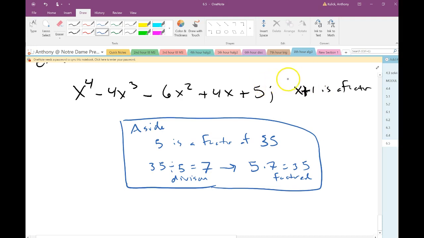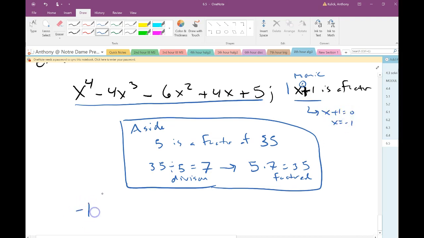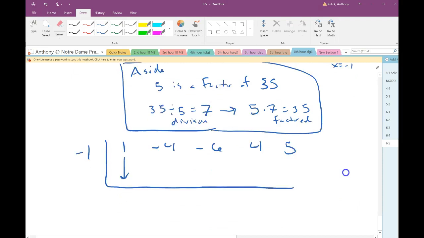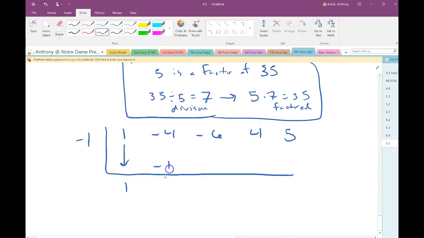So I'm going to start by dividing my polynomial by its factor. Notice that this is a monic polynomial, leading coefficient of 1, degree is 1. So I can apply the synthetic division. I'll start by setting that piece equal to 0 and solving to get -1. And then I'll draw my organizer. And I have 1, -4, -6, +4, +5. And then proceed with my synthetic division.